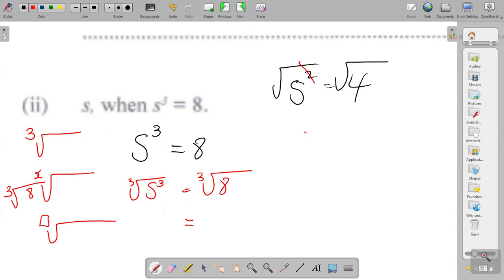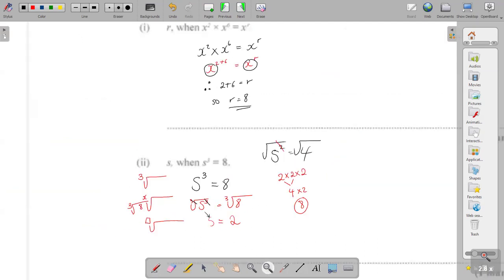So for example, 2 times 2 times 2. 2 multiplied by itself 3 times. 2 times 2 is 4. And then 4 times 2 is 8. So that's the answer. Your answer is 2. So S is equal to 2 because this cube root will cancel out the cube, leaving you with S. All right, moving along.